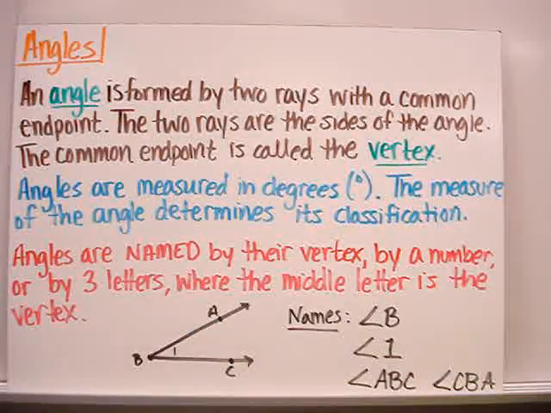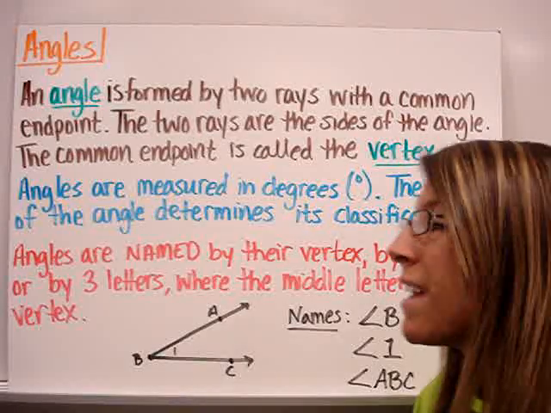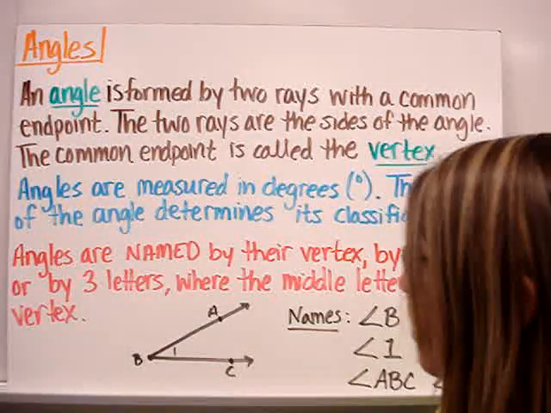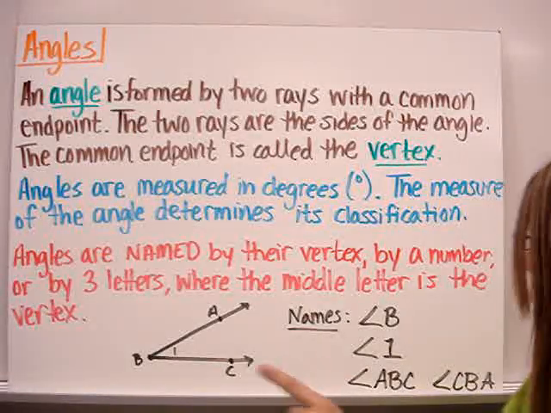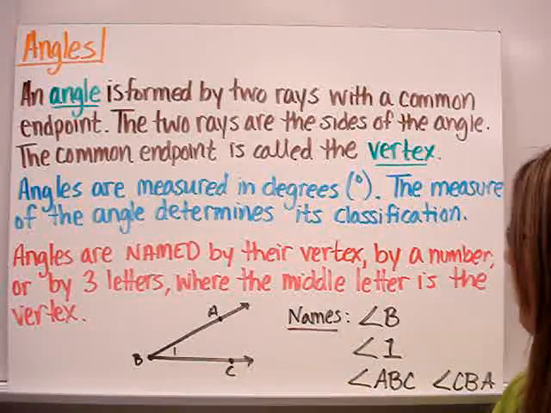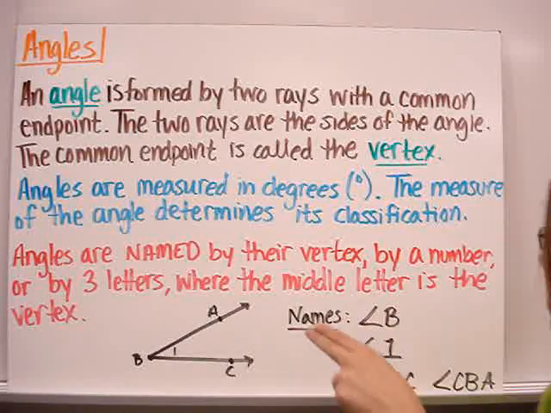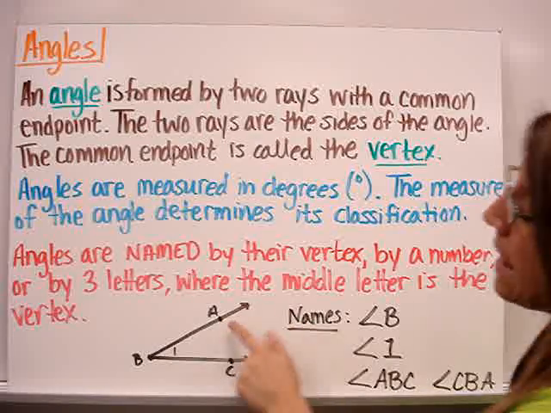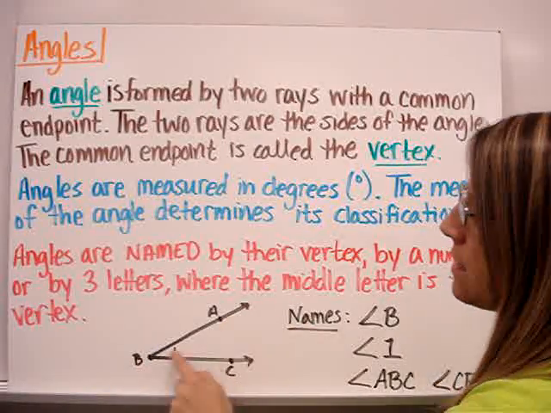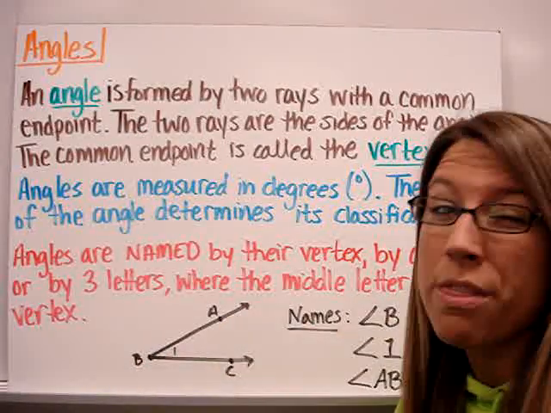And then angles are named by their vertex. So either by a number, by three letters, where the middle letter is the vertex, or by their vertex. By their vertex, by a number, or by the three letters. So this angle here, we've got an A, B, and a C. There's a number in it. We could name it 4 different things.